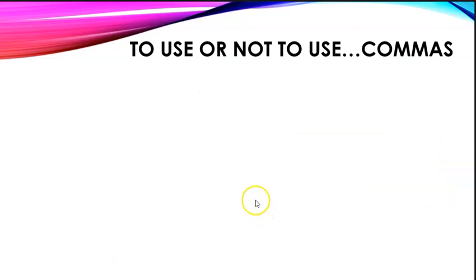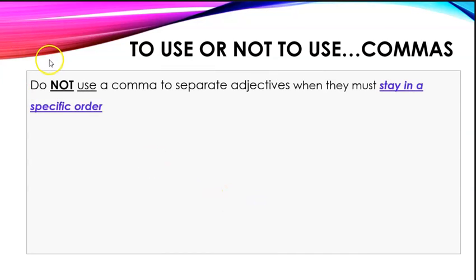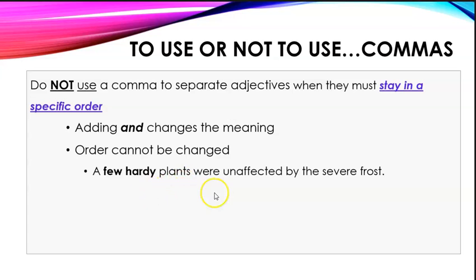Okay, so the question remains, when don't we use it? Well, when the opposite is true. We do not use a comma to separate adjectives when they must stay in the specific order because they're not of equal rank. If you try and add and, adding the and would change the meaning. That's one way you know they must stay in a specific order. And the order can't be changed. It doesn't make sense. So an example: a few hardy plants were unaffected by the severe frost.